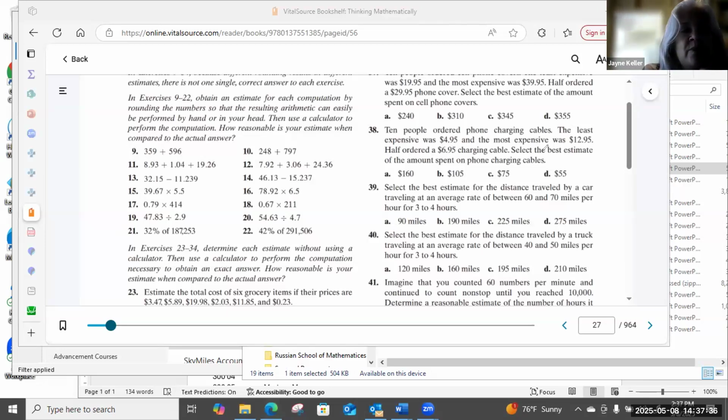The most expensive, I'm going to write them all down over here. So the most expensive was $12.95. The least expensive was $4.95. And then half of them were $6.95. And there were 10 in all ordered. So if all 10 people ordered one that cost $12.95, that would be $129.50. Yeah, just multiplying by 10.